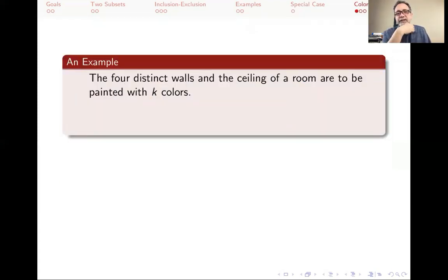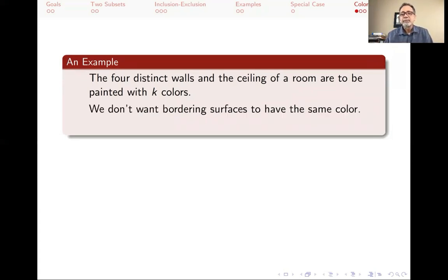Let's say I have 4 distinct walls in a room with a ceiling, and I want to paint them. I have K colors, maybe K is 47, so I'm not going to use all of them. What I'm going to do is give every wall a color, and I'm going to color the ceiling. The only thing that I care about is that I don't want the bordering surfaces to have the same color. Like the ceiling comes together with this wall, I don't want the ceiling and this wall to have the same color. These 2 walls are coming together, I don't want to have them the same color.